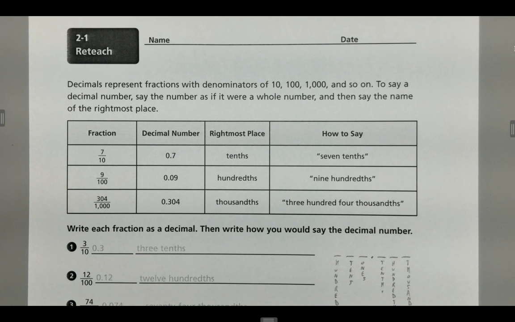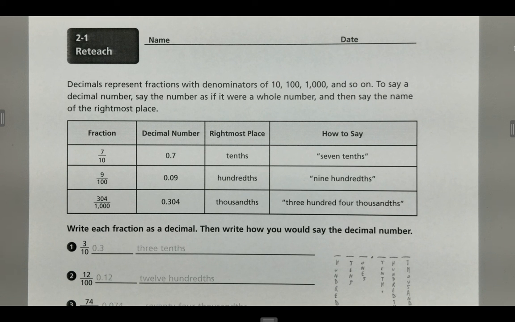Lesson 2-1. In this lesson, we'll explore the world of decimals. We'll begin by making a connection between decimals and fractions, which are both ways of expressing a part of a whole. Specifically, we're going to look at three place values, the tenths, hundredths, and thousandths place, and we will show how we can write decimals in standard form and word form.